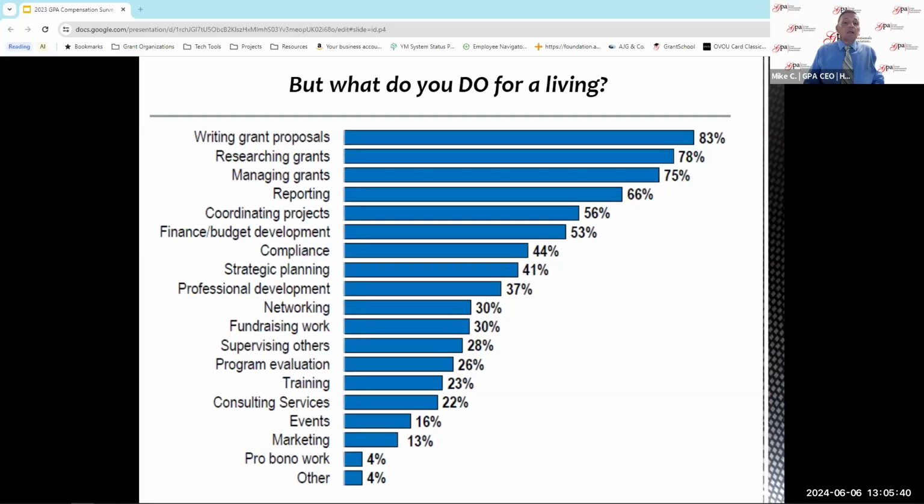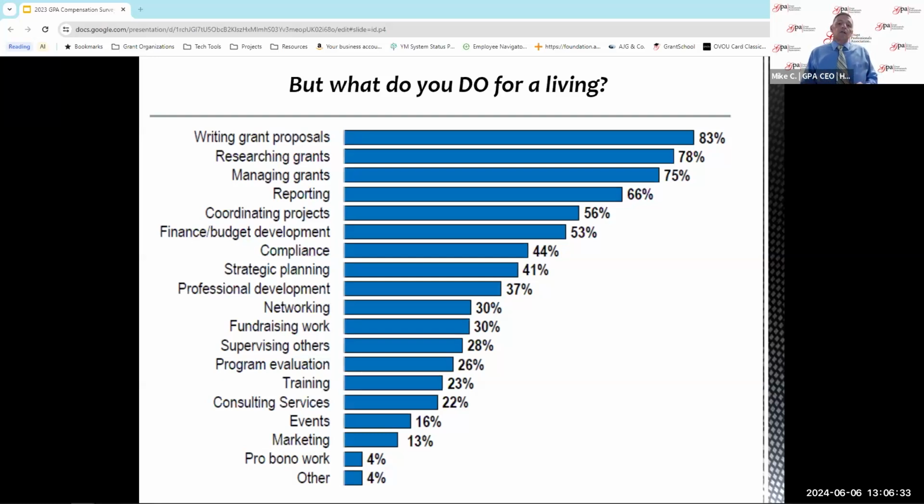A title's nice, but the reality is, what do you do? What is the work that you do on a day in and day out basis? These numbers don't add up to 100% because, as a grant professional working for an organization, you wear multiple hats, maybe even within the same hour of the day. But 83% of the respondents said that part of their job was writing grant proposals. What we asked in the survey was what takes up at least one tenth of your time. You can see that we have writing grant proposals, researching grant opportunities, managing grants, and reporting. Coordinating projects is the next largest, and finance and budget development rounds out the top group of responsibilities and job duties.